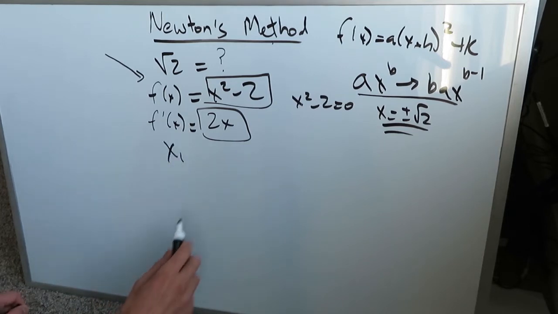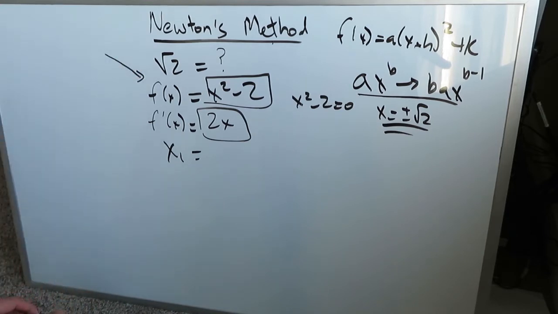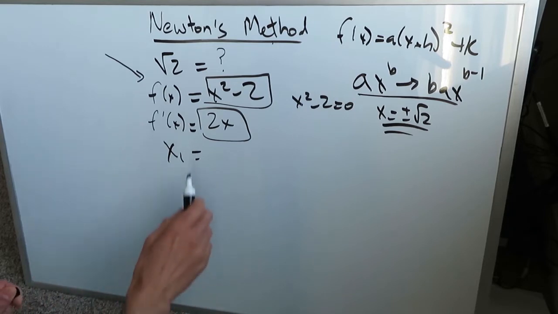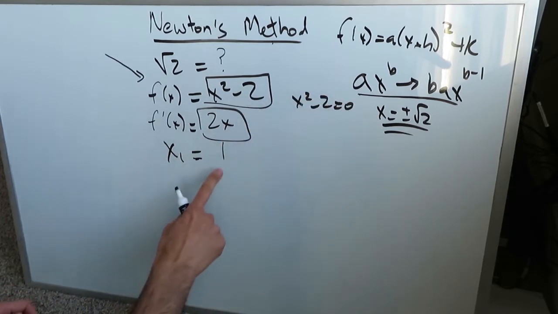What is my first assumed value going to be? What do I think when I'm thinking root 2? I know it cannot be a 3 because the square root of 2 must be a small number. How about, as my very first value, I just take x1 equal to 1. That's going to be my assumed value.